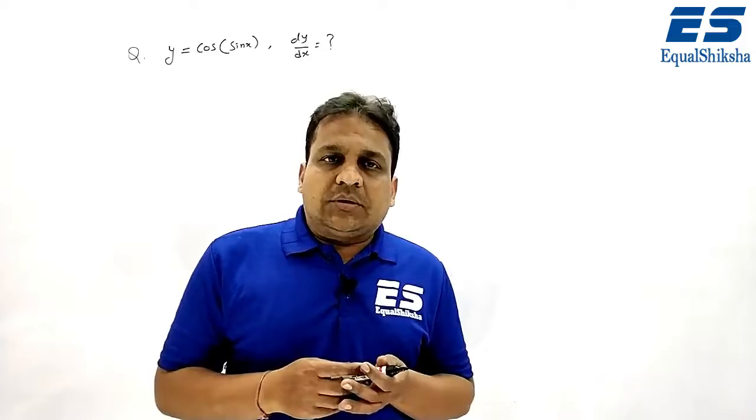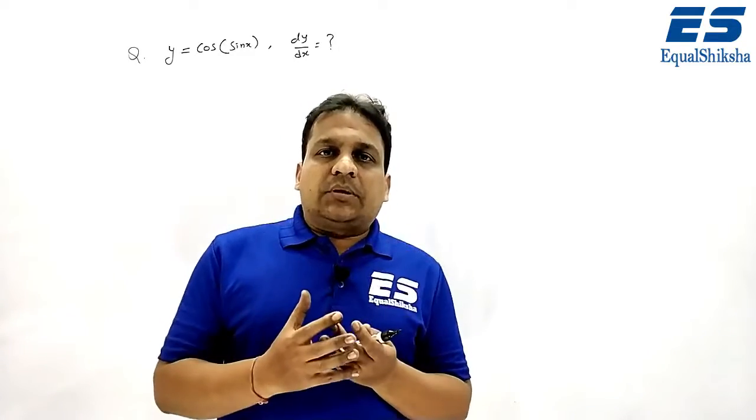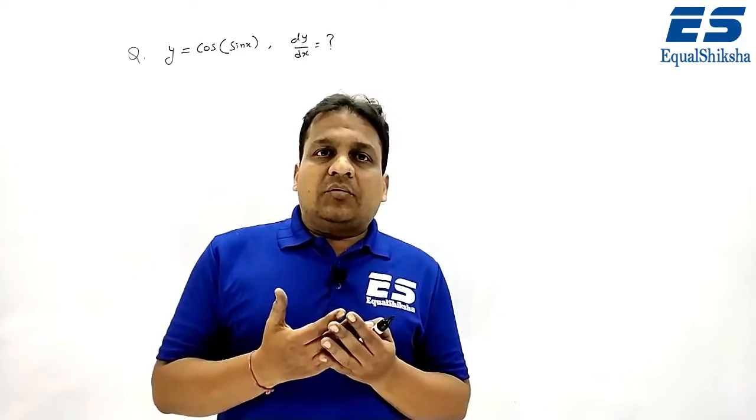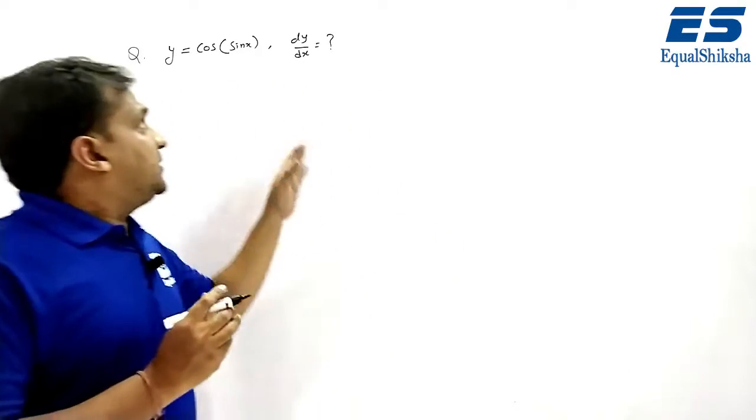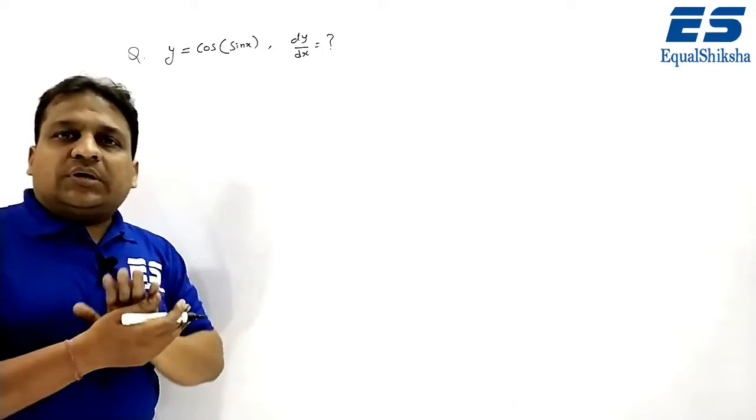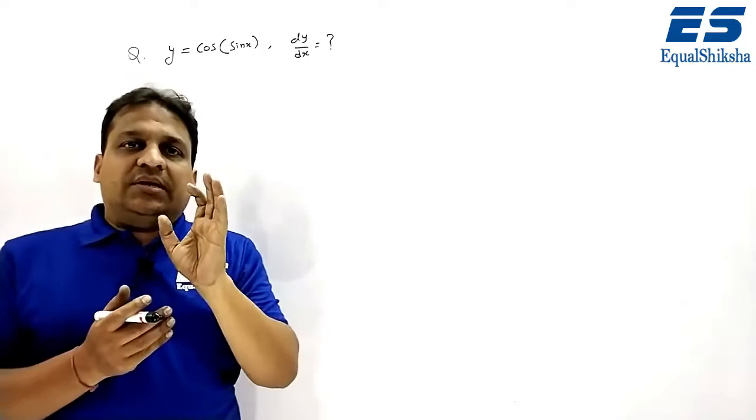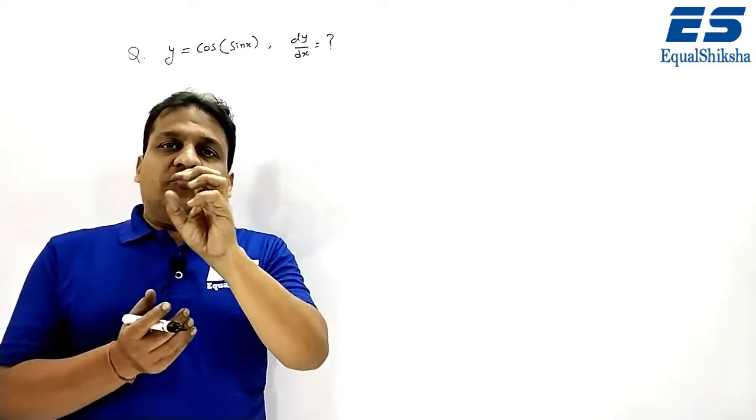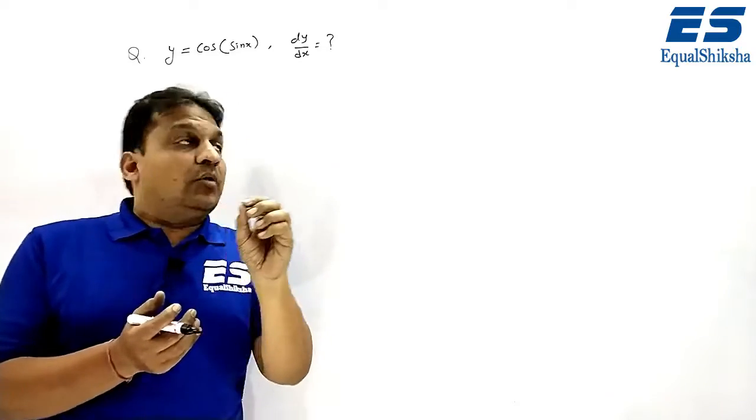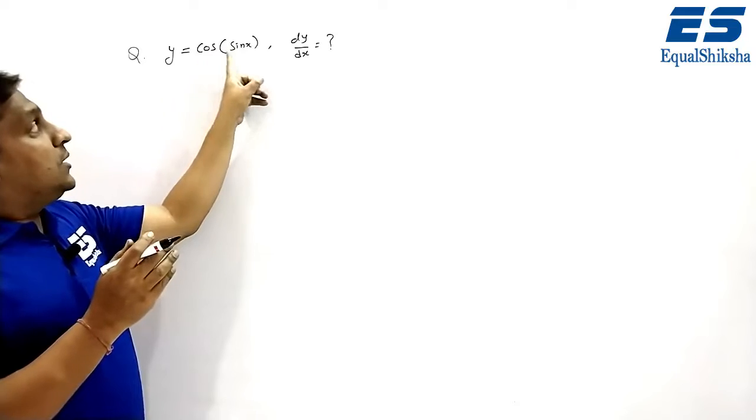Students, today we are going to discuss some examples on the basis of the formula which we discussed in the last video. Suppose our example is y is equal to cos sin x. Here there are two functions. First is cos and then second is sin x. This is the example of function of function. This is not the example of cos x into sin x.